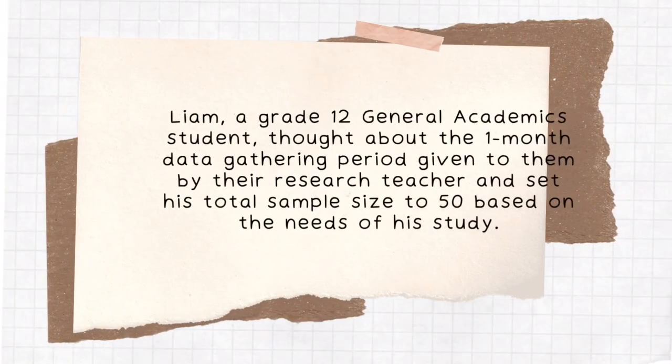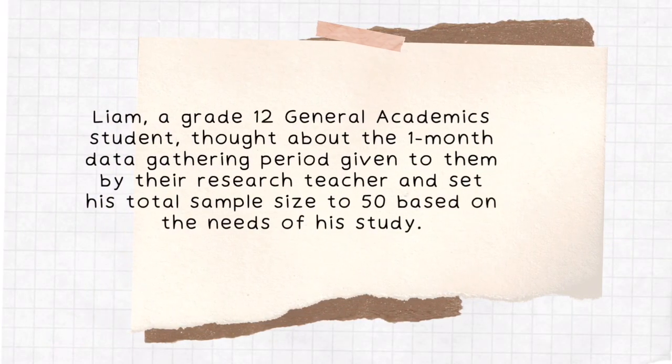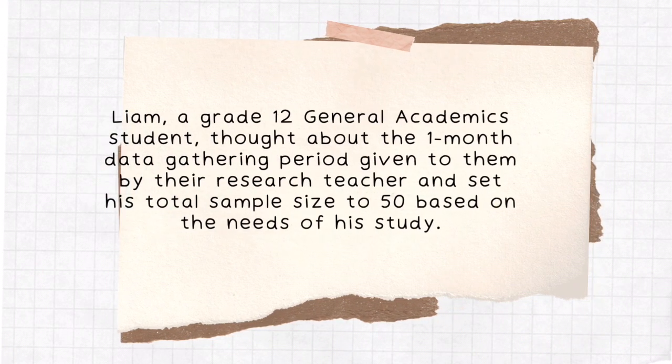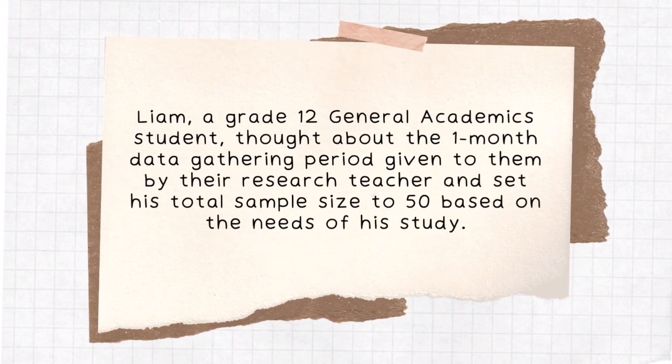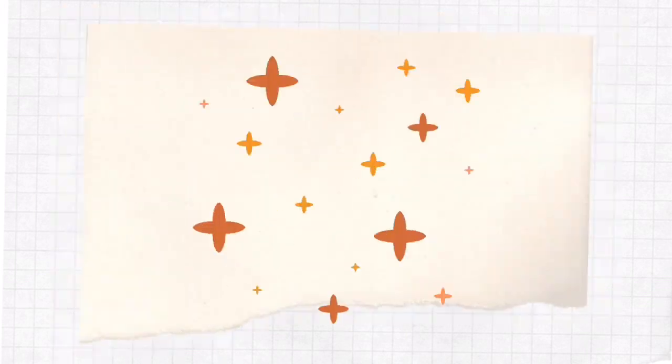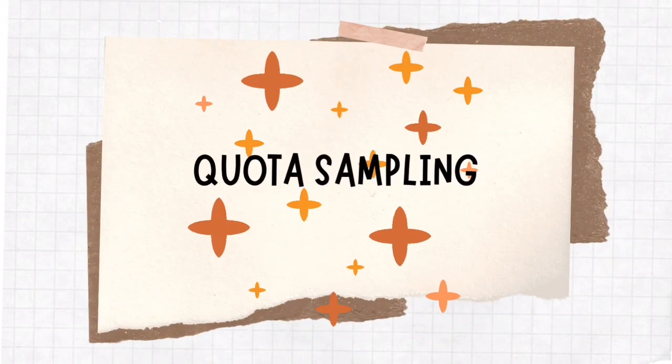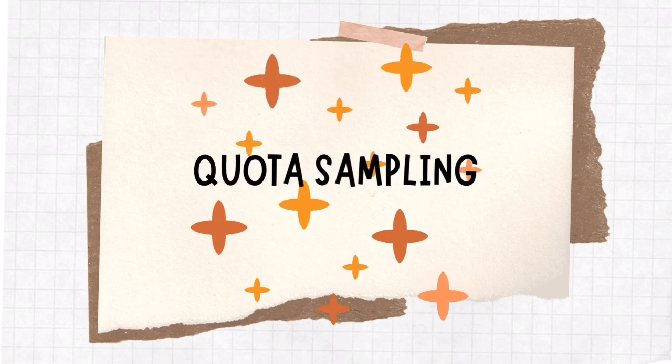Here's the last situation for this activity. Liam, a grade 12 general academic student, thought about the 1-month data gathering period given to them by the research teacher. He set his total sample size to 50 based on the needs of his study. What type of non-probability sampling Liam used? That's correct. Liam used quota sampling.